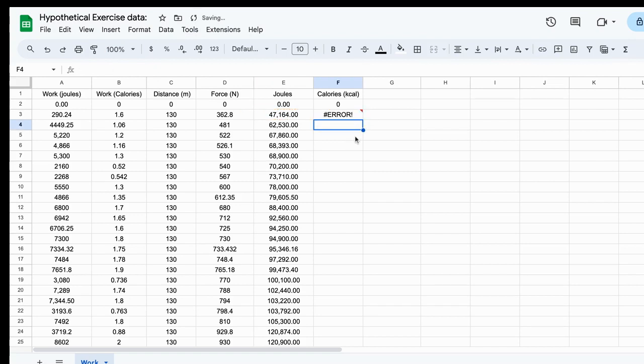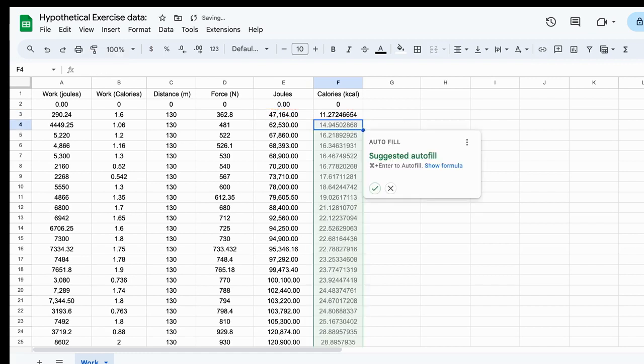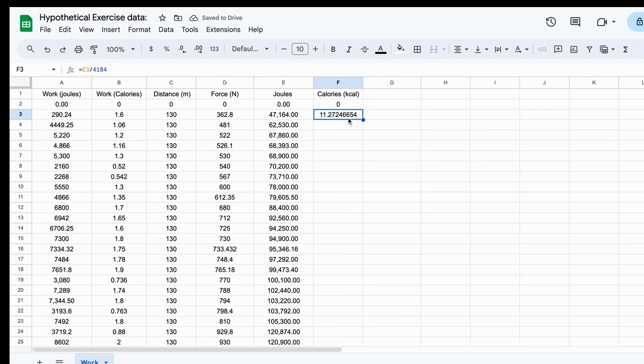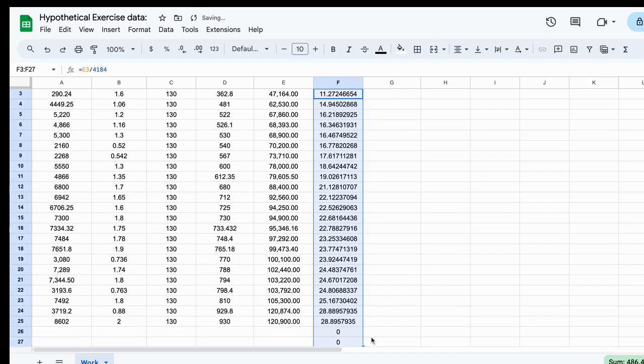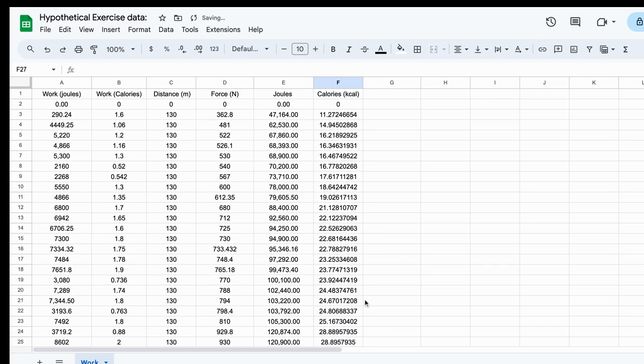Whoops, there's an error. What did I do? It does not like the comma. Sheets does not like commas. There we go. Okay, so that's our calories. And you saw the suggested fill for everything. The answer is yes. I would like you to automatically figure out the calories burned.